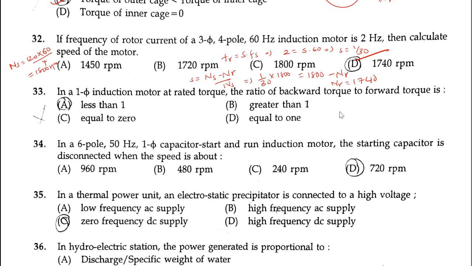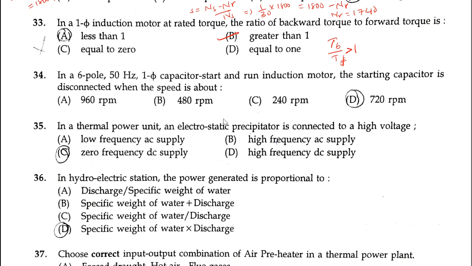Next one. In a single phase induction motor at rated torque, the ratio of the backward torque to the forward torque should be greater than 1 here, otherwise the single phase induction motor will not be self-starting. So the answer will be B here. Next, in a 6 pole 50 Hz single phase capacitor start and run induction motor, the starting capacitor is disconnected when the speed is about... the answer for this question is 960 RPM.